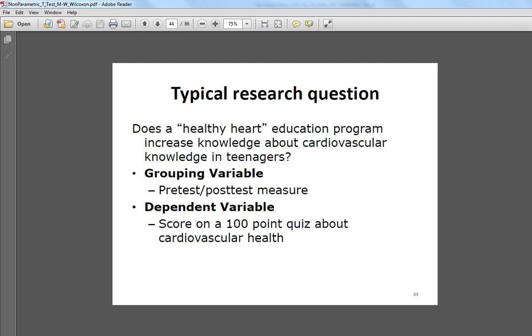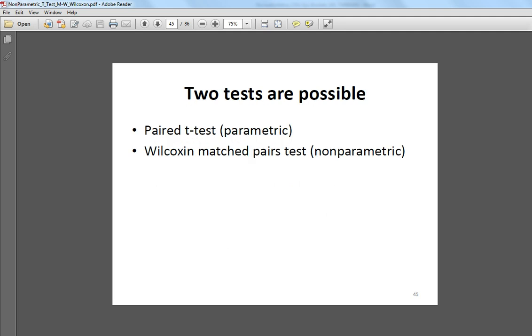And if you're sure of the direction of your results, then you can do a one-tailed t-test. If you are unsure of the direction of your results or your experiment, then you need to do a two-tailed. And it's important to know that there are differences in the critical values for two-tailed versus one-tailed critical value. So two tests are possible.